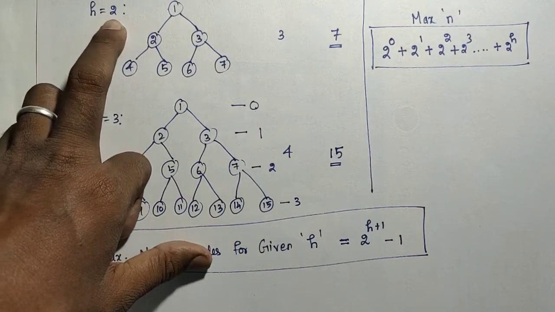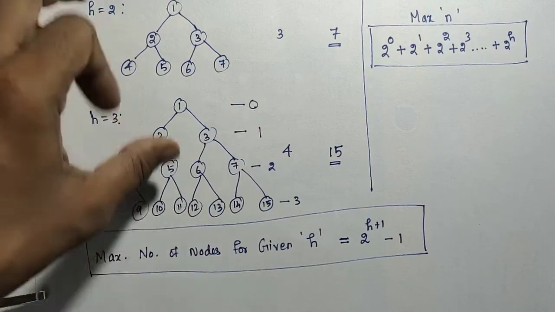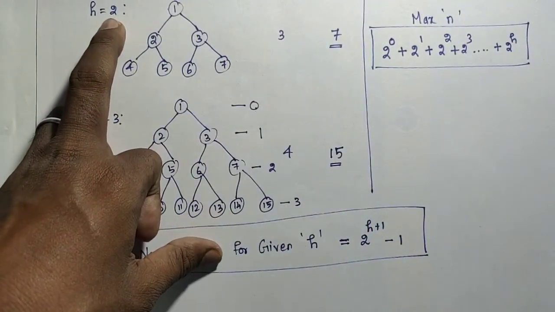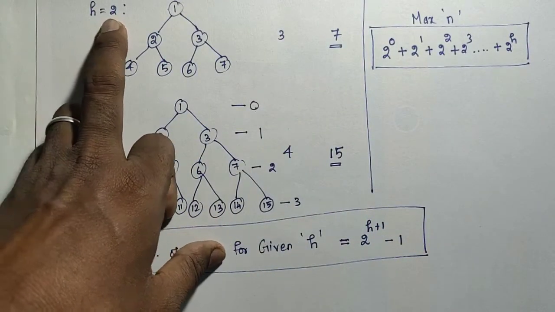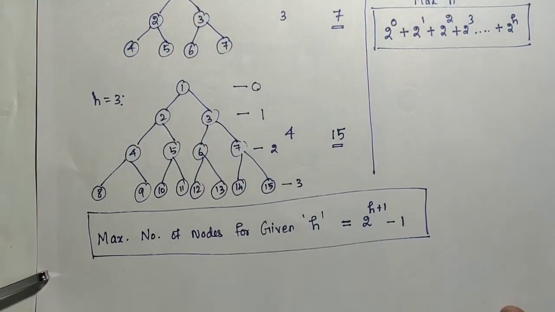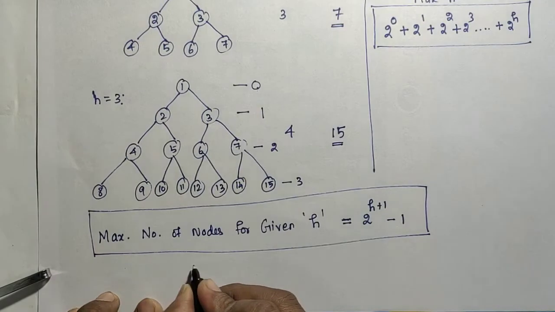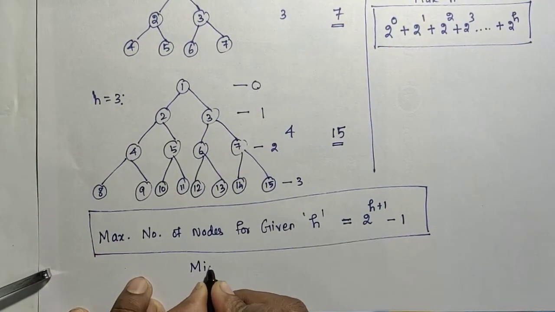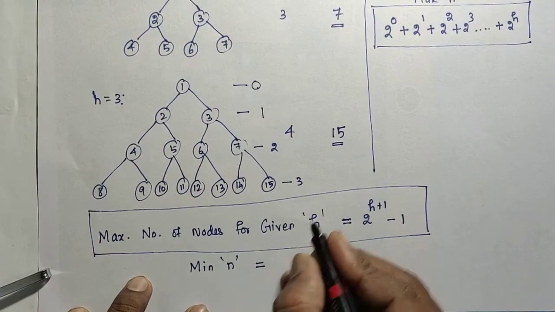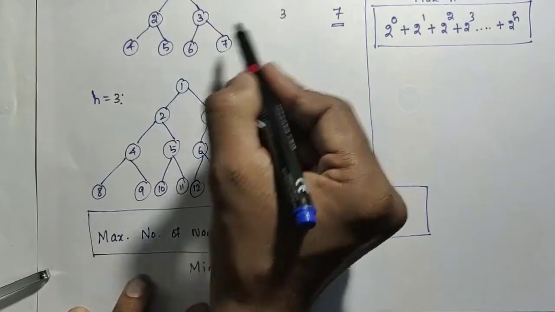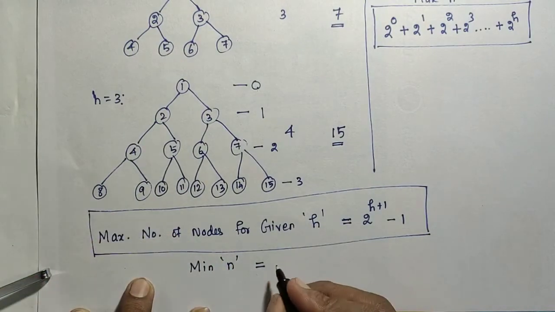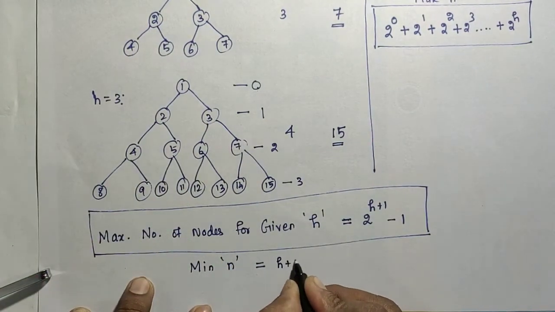So here for the given height 2, the maximum number of nodes I can add is 7. That is 2 power 2 plus 1, which is 3, so 8 minus 1 is 7. So this is the general formula. Similarly, for the minimum n, for h equal to 2 means 3, 3 means 4, 0 means 1, 1 means 2. That is h plus 1.